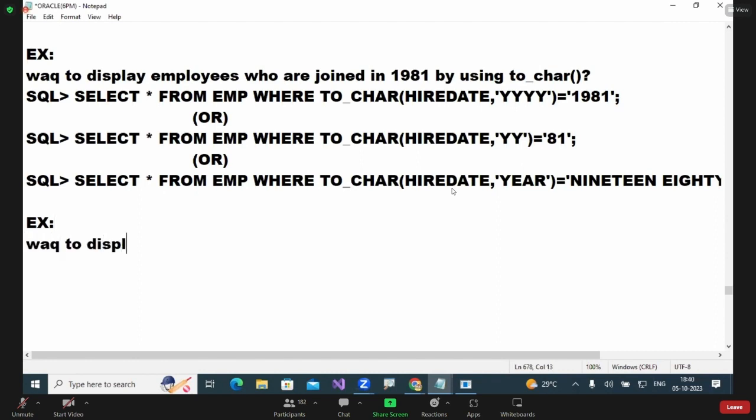And below one, try this. Write a query to display employees who joined in 1980, 1982, 1983. So I want to know the people who joined in these 3 years. And your time starts now. First example completed? Finish it fast.